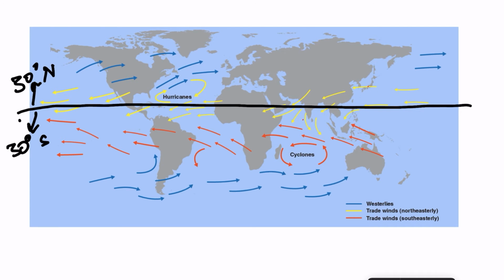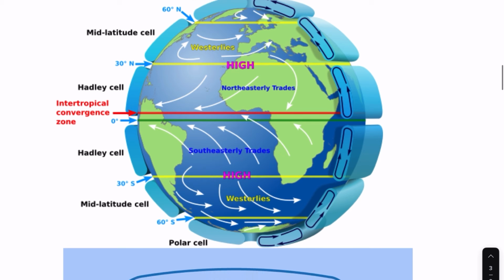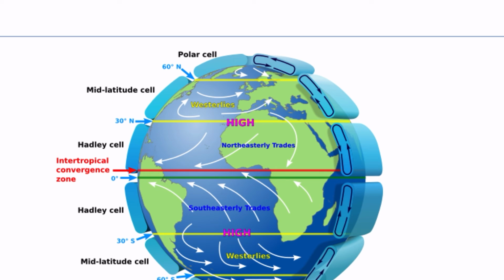And remember that winds are named after the direction they come from, not the direction they are going to. So since they are coming from the northeast direction, they are easterly winds. So this is the direction these winds are blowing. Now let's understand why these winds blow in this direction.